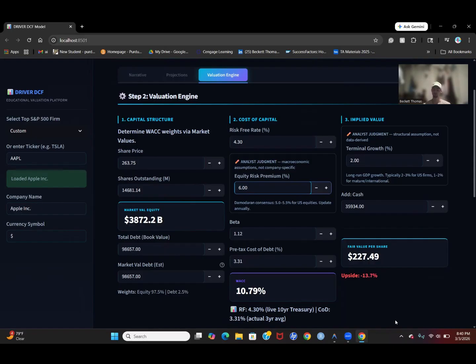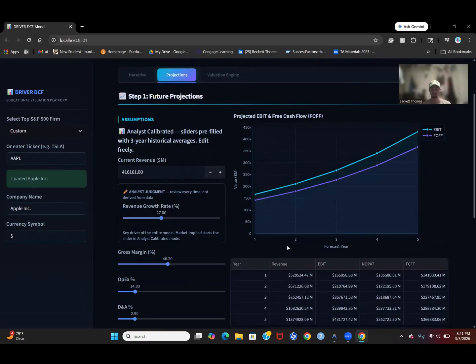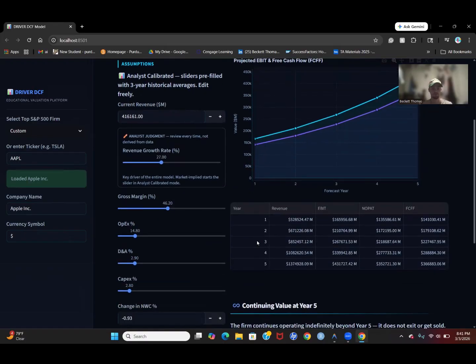Now, let me change the terminal growth rate from 2% to 3%. As we can see, the value jumps. The terminal value is extremely sensitive to this assumption because it represents the infinite future of the business. This is why analysts argue so much about it. Finally, let me go back to the projection tab and drop the revenue growth rate, let's say from 27% to 5%.